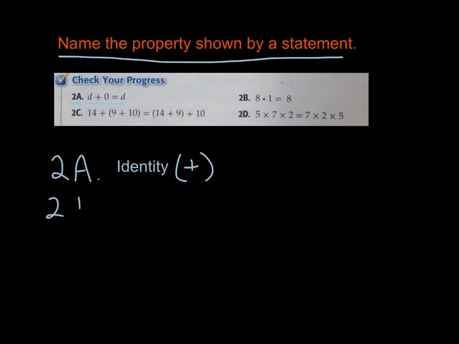2b is going to be exactly the same. It's identity, but this one is multiplication. So I would show it like that.